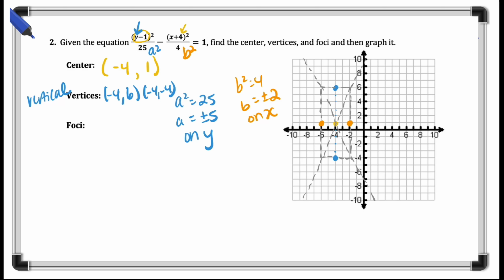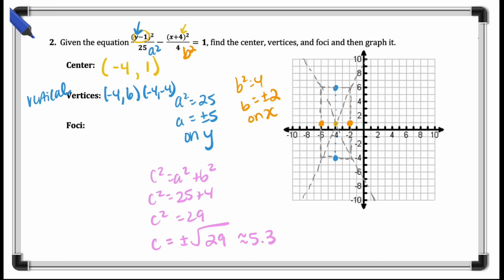Now, to find our foci, you've got your equation. So you've got 25 and 4, which gets you 29. So C is ± the square root of 29. Now, this is about 5.3. So when you count your foci from the center, we're going to be counting about 5.3 units. So 1, 2, 3, 4, 5, and a little bit more in one direction and in the other direction. Just do your best to go in between the 5 and 6 units counting from your center.